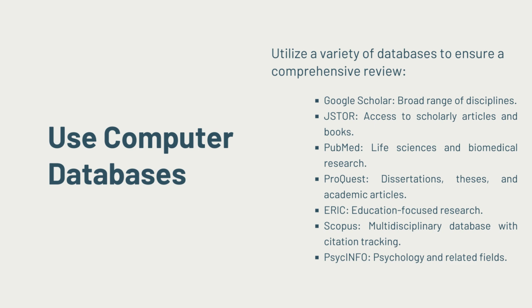Here's a more detailed look at some of the most widely used computer databases for academic research. Number one is Google Scholar, like I said, a free database that indexes a wide range of academic papers, books, and conference proceedings across various disciplines. And it's a great way for researchers to start, especially if they're working on interdisciplinary research. The next one is JSTOR, a vast digital library that includes scholarly journals, books, and primary sources in the fields of humanities, social sciences, and the natural sciences.